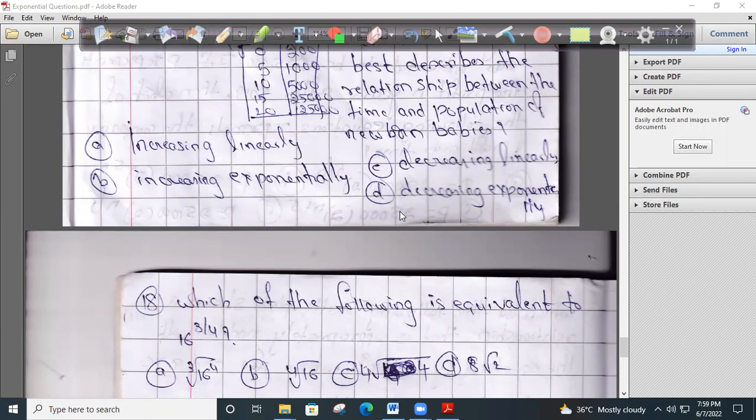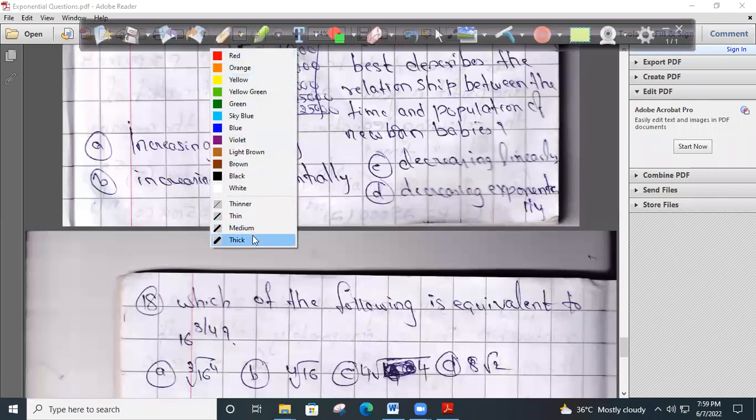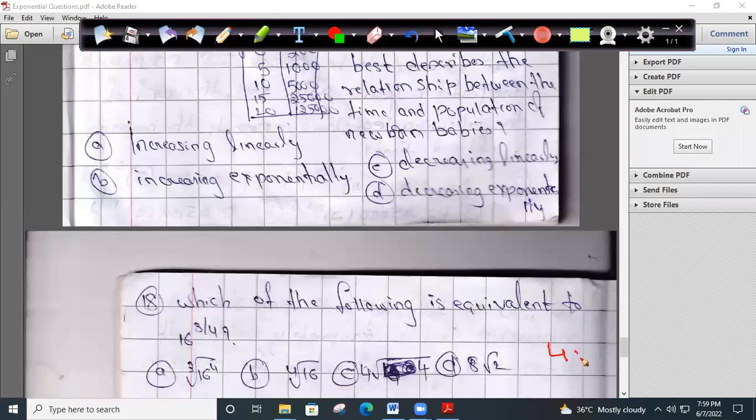Sir, can you understand what is option C? C is 4 into square root of 4. 4 into square root of 4.